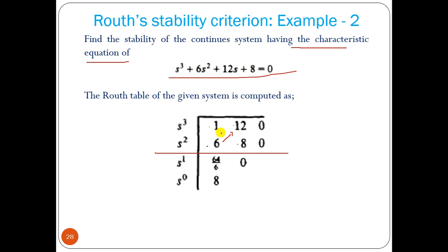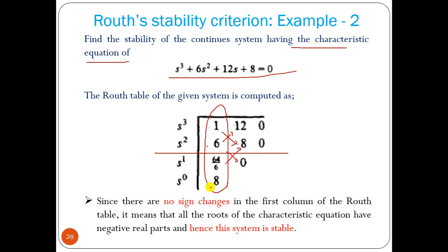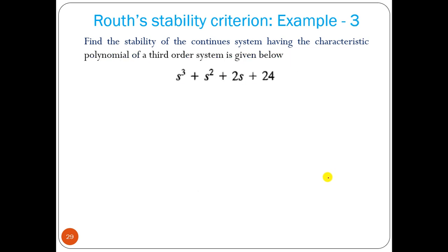It is 6 into 12 minus 8 divided by 6, 64 by 6. Then this is 0. Now this one into 8 minus this 0 divided by this factor, so it will be 8. Now we can see from this first column there is no sign change, so we can say the system is stable. All the roots are on the left half of the s-plane. Now let us see another problem.